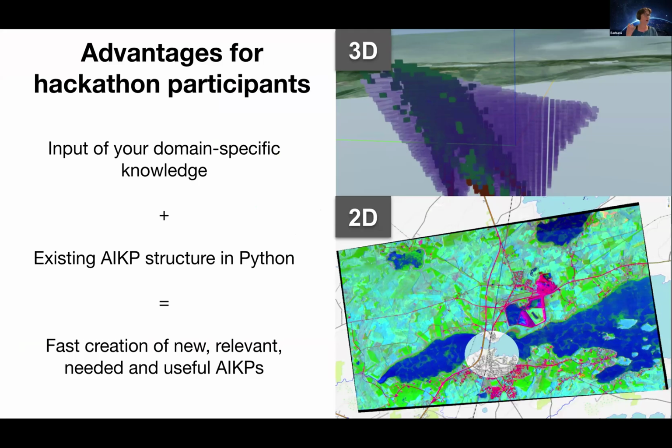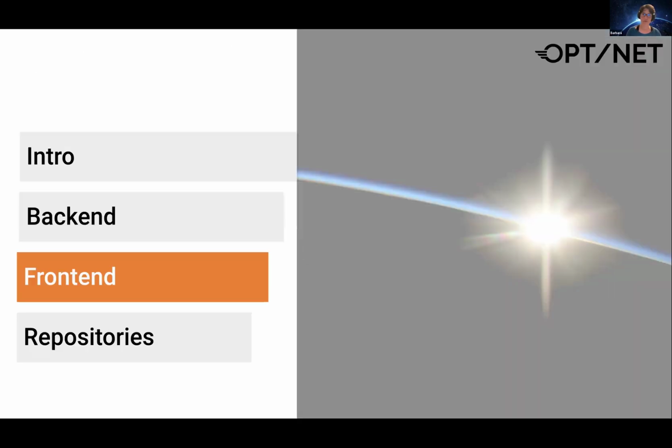What is the advantage? Once again, I would like to point out the advantage for the hackathon participants and in general, the advantage of a platform and structure like this: if you use your domain-specific knowledge and the existing structure of AIKP, which is written in Python, if I didn't mention that before, you have a very fast and easy way to create new, useful, relevant AIKPs by focusing on just your domain-specific knowledge and having the rest of the heavy lifting done for you already in the structure as it is.